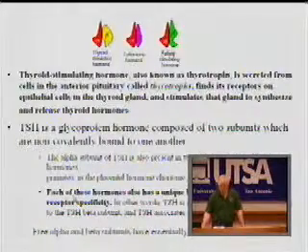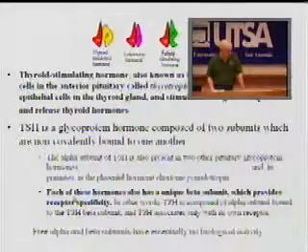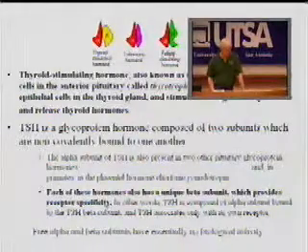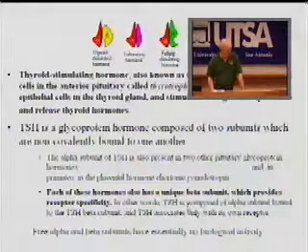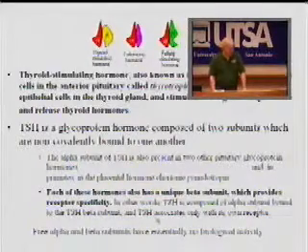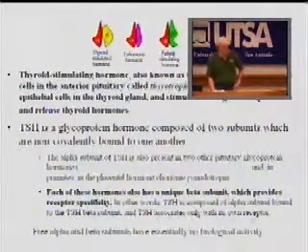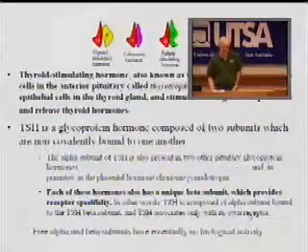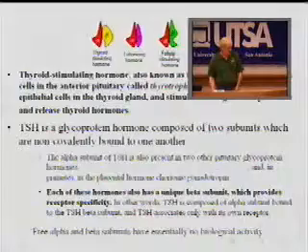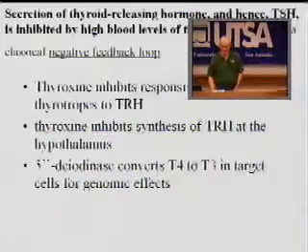Each of these hormones also has a unique beta subunit, which provides receptor specificity. In other words, TSH is composed of alpha subunit bound to the TSH beta subunit, and TSH associates only with its own receptor thereby. The free alpha and beta subunits have essentially no biological activity.